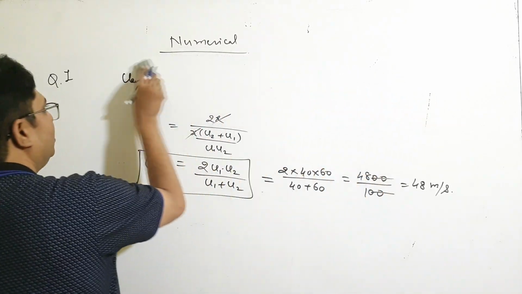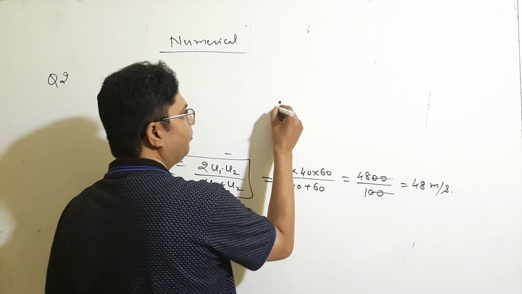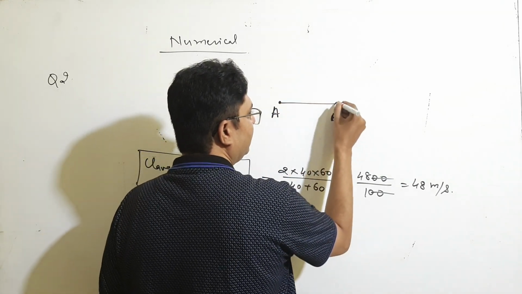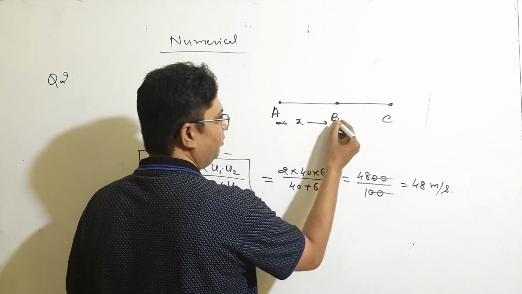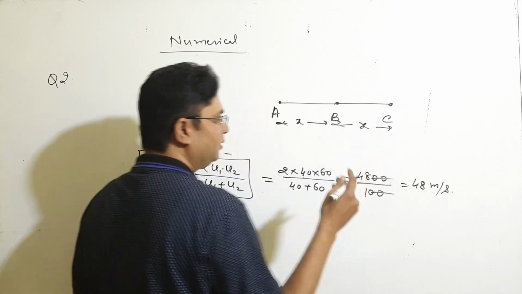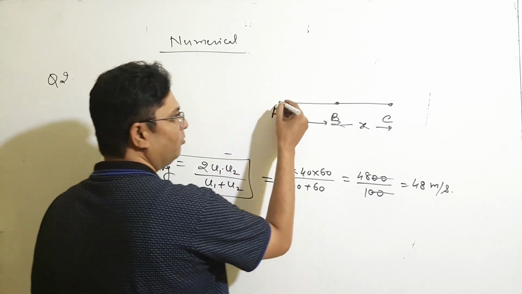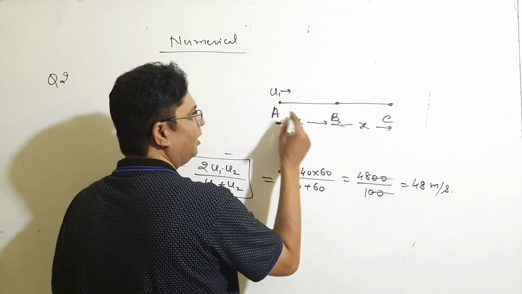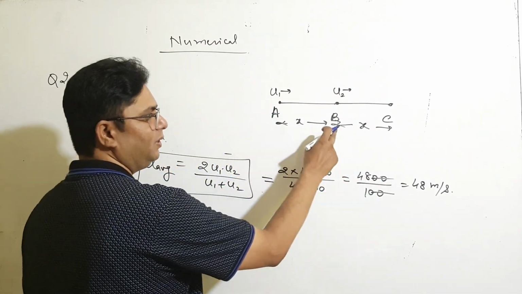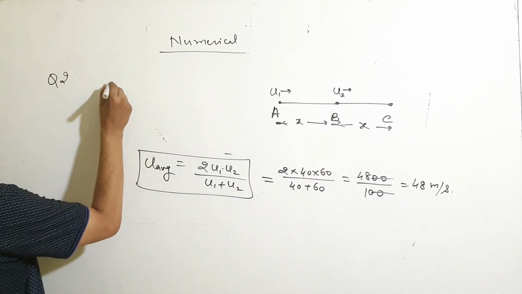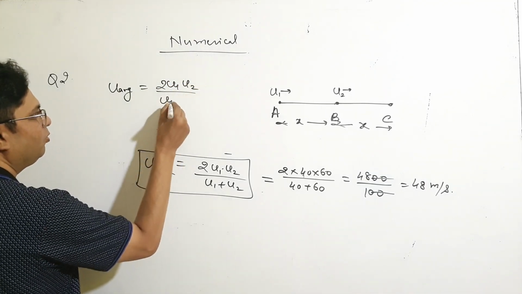This question can also be asked like this. Suppose in numerical number second, you are moving from point A to point B, then point B to point C. AB is equal to x distance and BC is also equal to x distance. This means that A to B is the first half and B to C is the second half. So you start from A, the speed is u1, and when you come to B and again start, the speed is u2. So here your speed is u1, here speed is u2. So the average speed is again u average is equal to 2u1 u2 upon u1 plus u2.